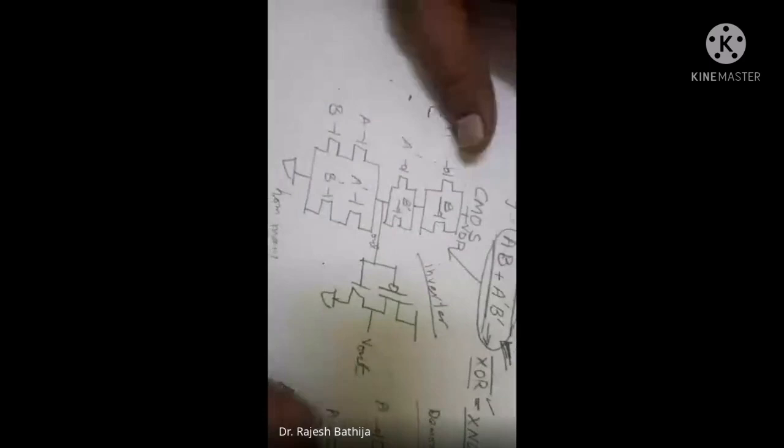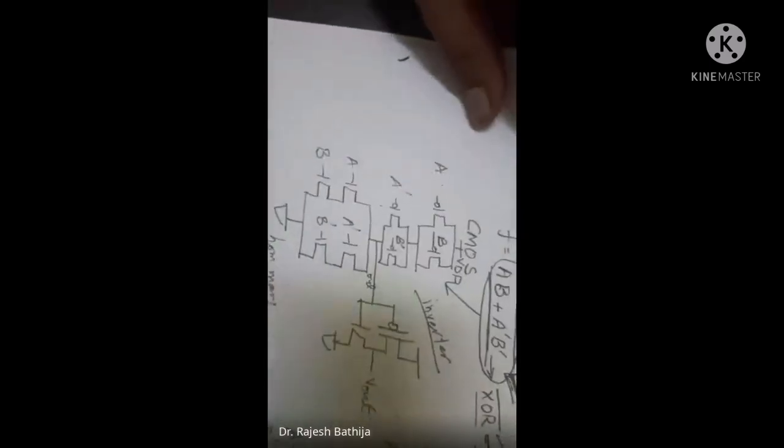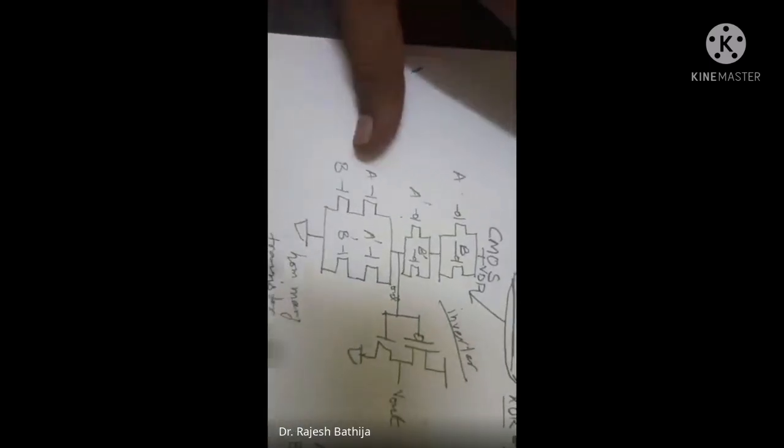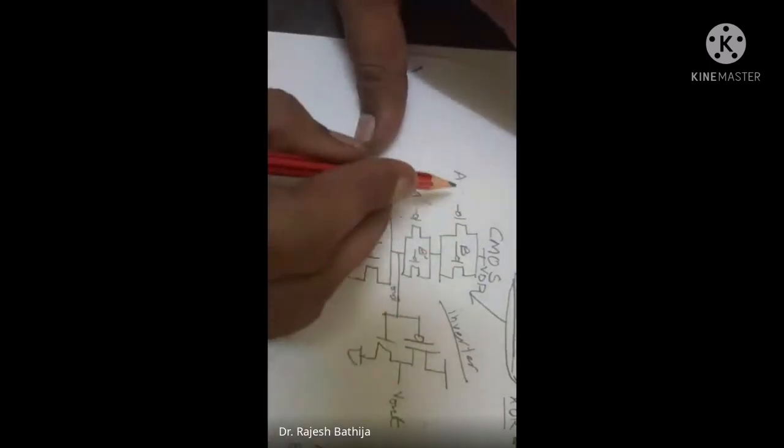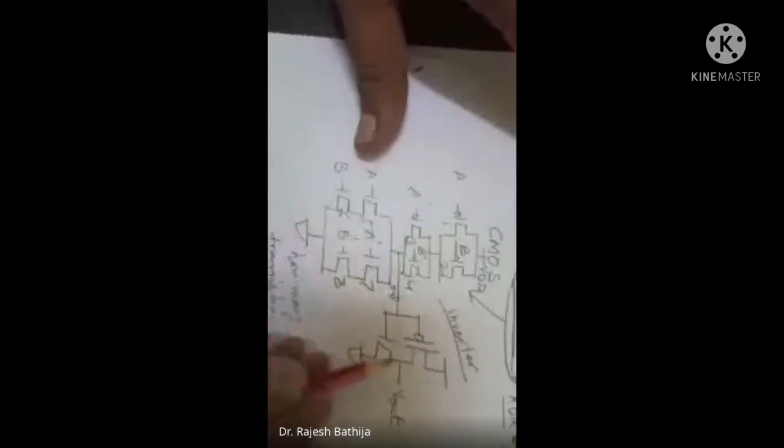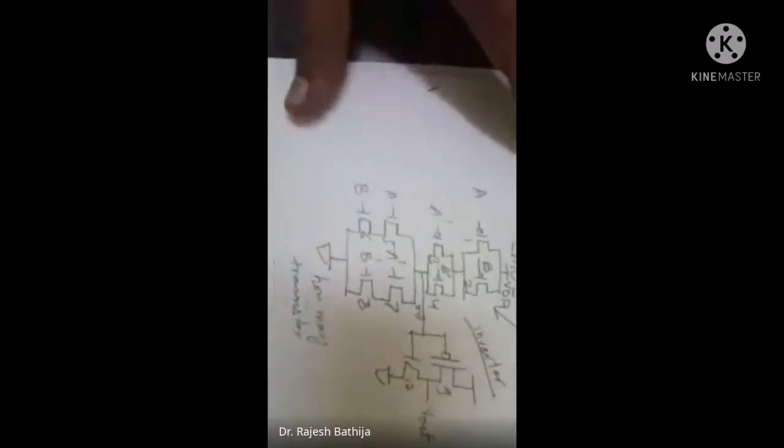Now, can anyone tell me the number of transistors in this topology as well as in this topology? How many transistors are over here in the first topology, that is the inverter topology? Can anyone? Still not. Surprising. Okay, no issue. This is 1, 2, 3, 4, 5, 6, 7, 8, 9, 10. So these are the 10 transistors you are having.